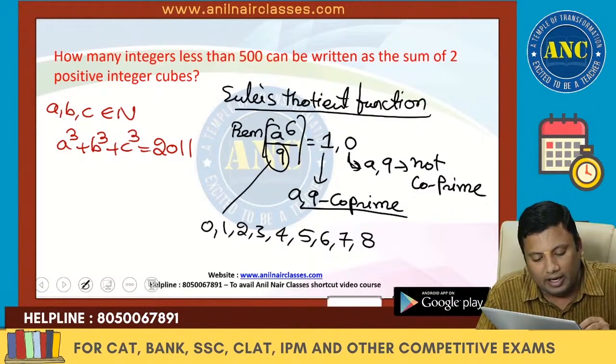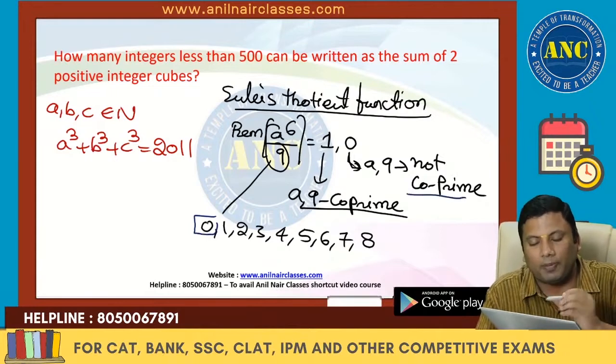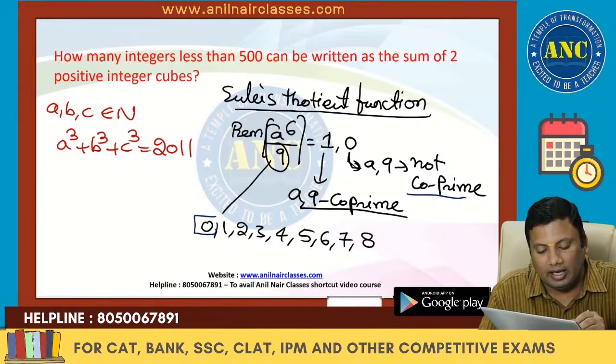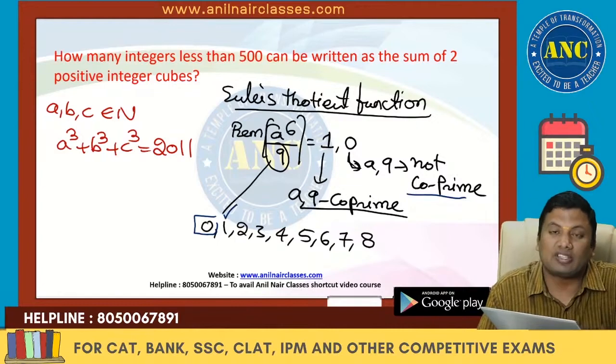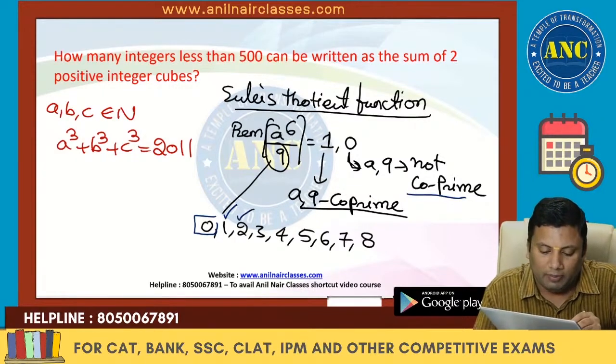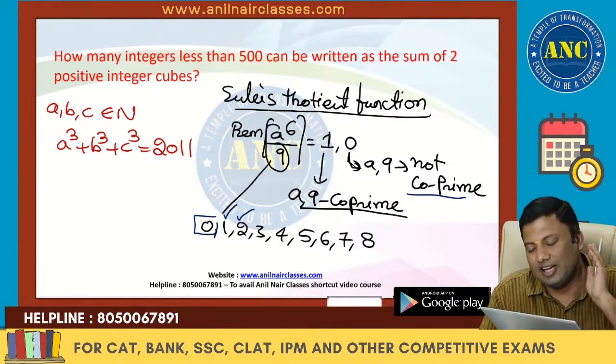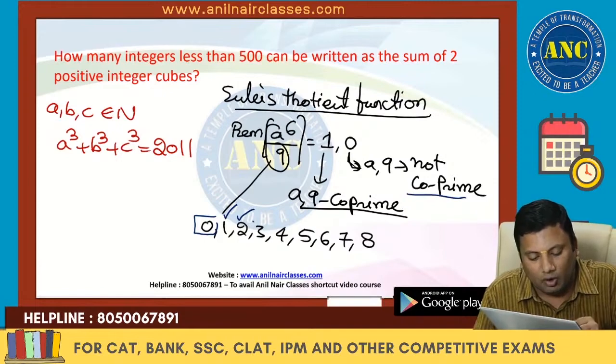0 divided by 9 is 0, right? So perfectly not co-prime, perfectly divisible. 1 and 9, they are co-prime. 1 power 6 by 9, remainder 1. You don't need to write. 2 and 9 are co-prime, remainder 1. 3 and 9 are not co-prime. 3 power 6 is perfectly divisible by 9. I hope it is clear.